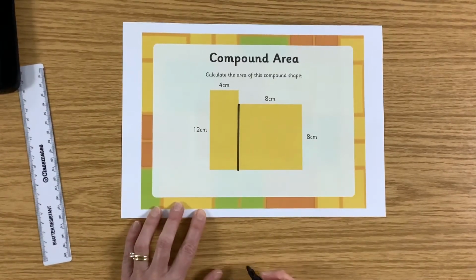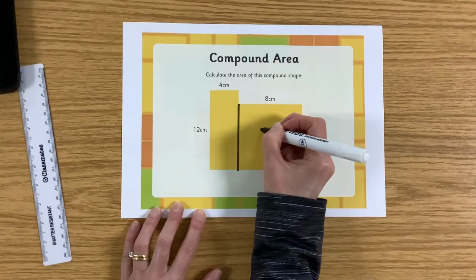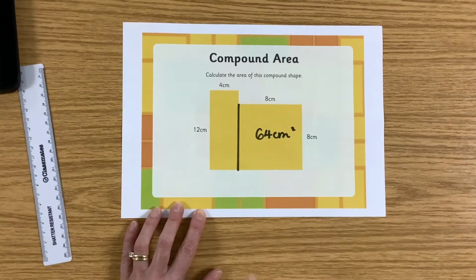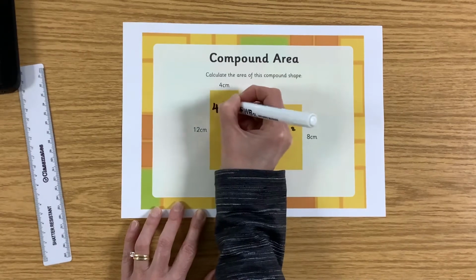So what's 8 times 8? P6, 8 times 8 is going to be 64 centimetres squared. 8 eights are 64. What's 12 times 4? 12 times 4 is 48.